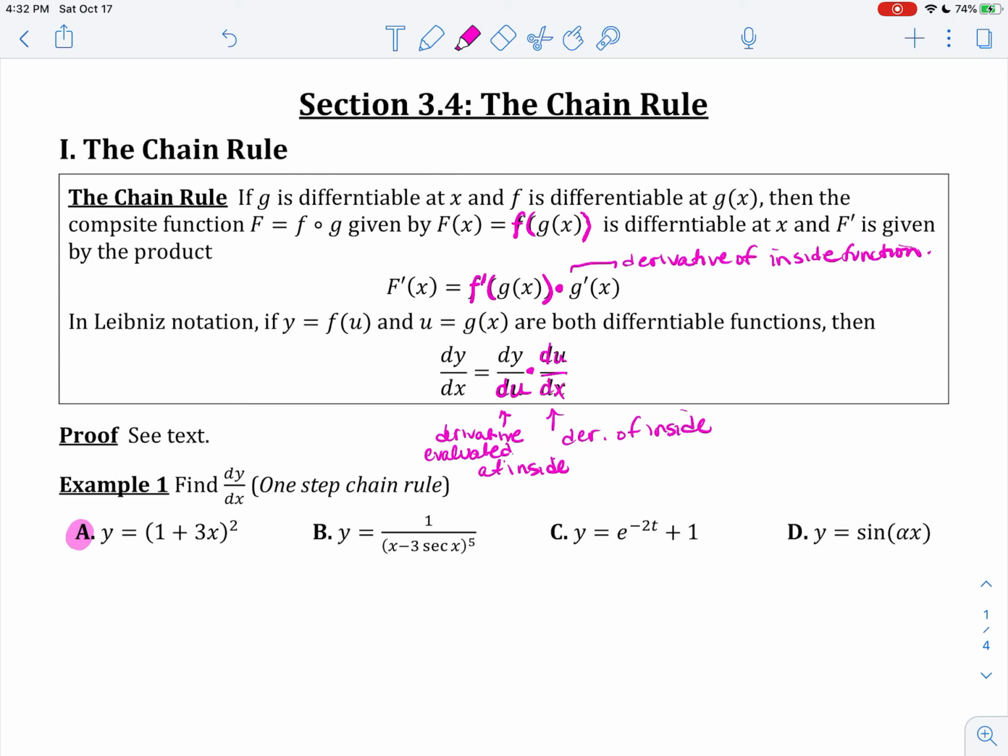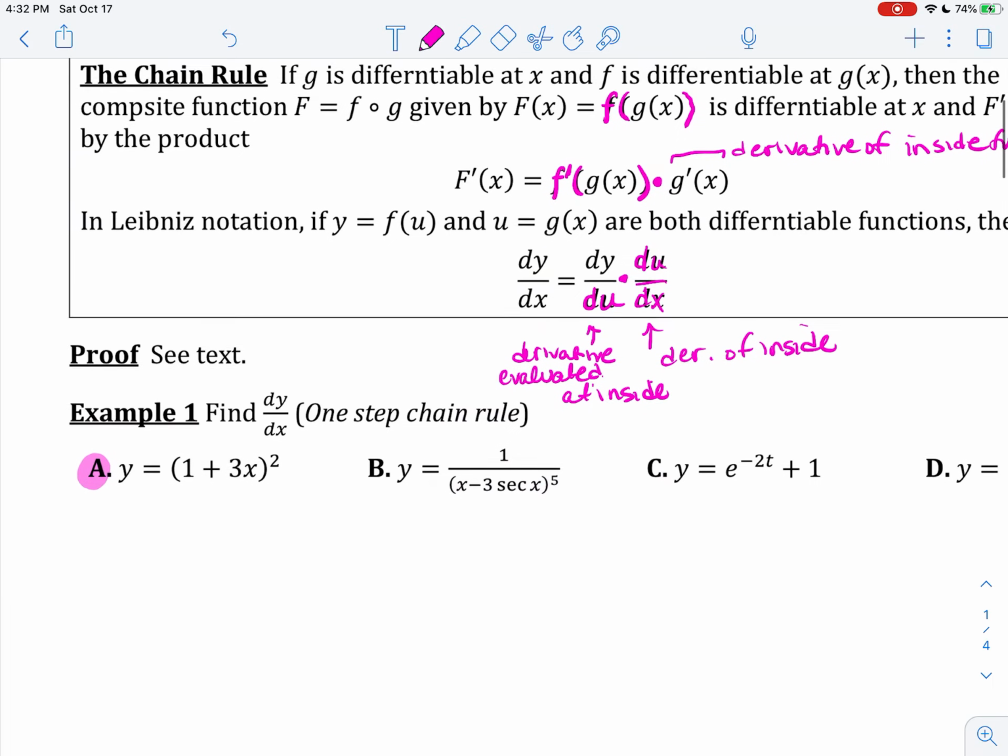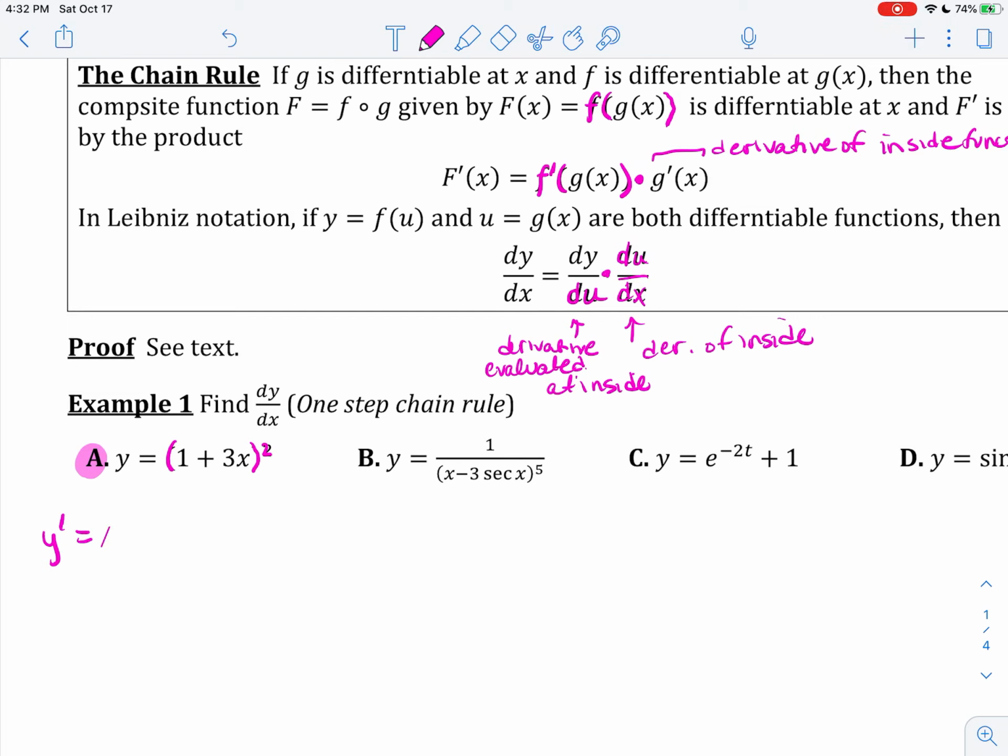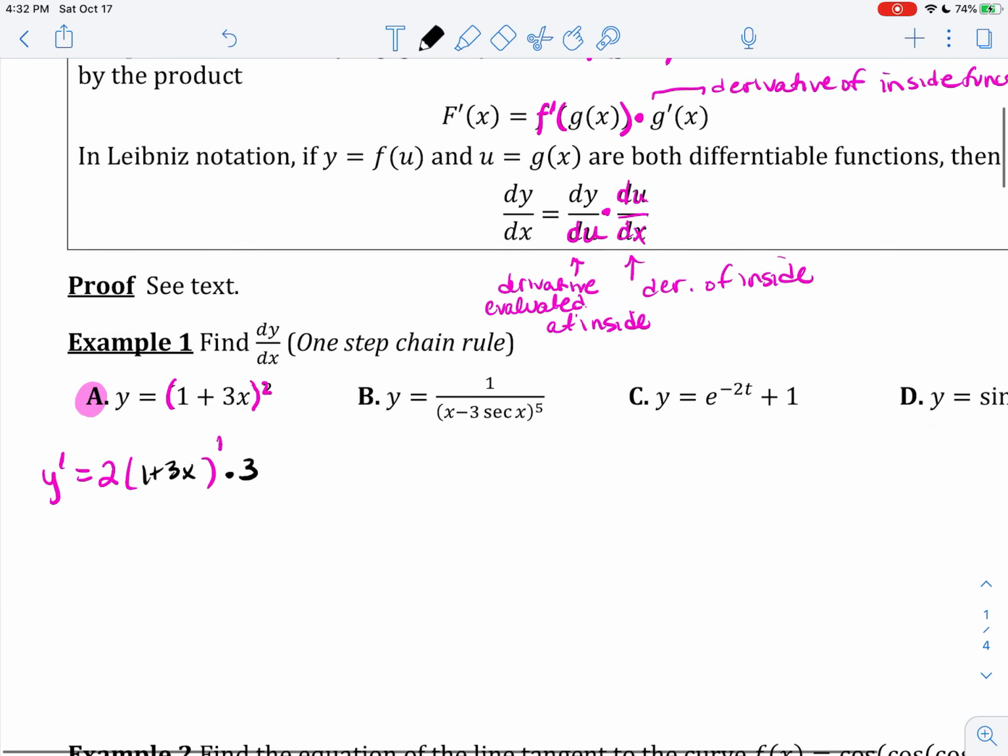But in this case, we're going to keep it as a composition of functions, and we're going to use the chain rule. So I recognize that the outside function is x squared. When I go to take the derivative, I'm going to take the derivative of the outside, which is 2 to the first power, right? And now I'm going to evaluate at the inside, which is 1 plus 3x, but now I'm going to multiply by the derivative of the inside, which is 0 plus 3, or just 3.